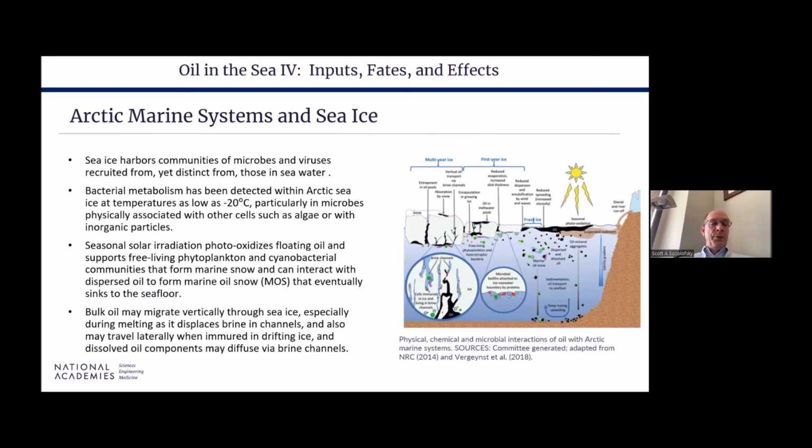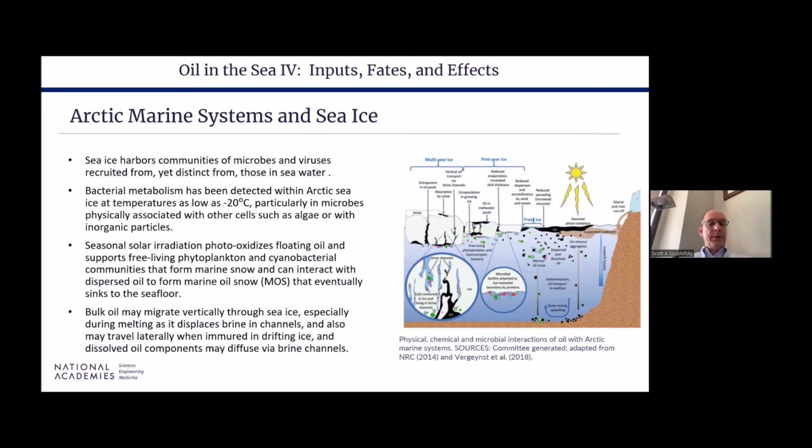Then the seasonal solar irradiation plays a large role. If you have a spill in the summer months in the Arctic, all of the photochemical processes that John was describing that might happen for 12 hours a day in the Gulf of Mexico could be happening for 20, 24, up to 24 hours a day in the Arctic. Whereas if a spill happened in the winter months, then there may not be photooxidation, and the weathering of the oil could be quite different.